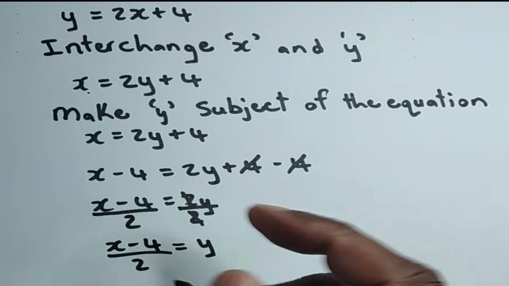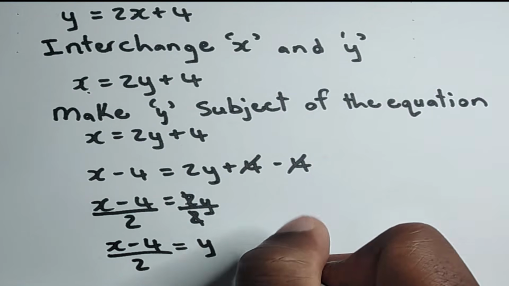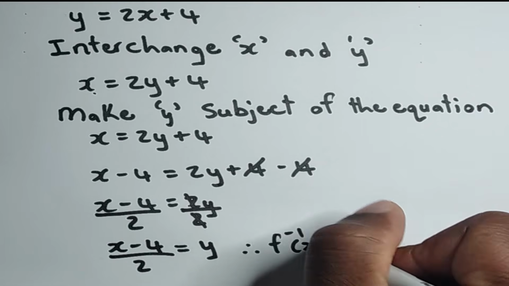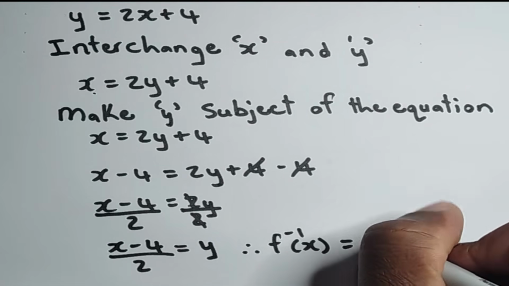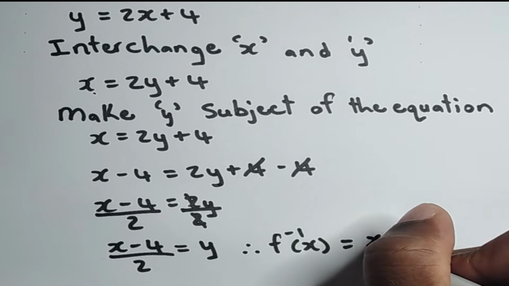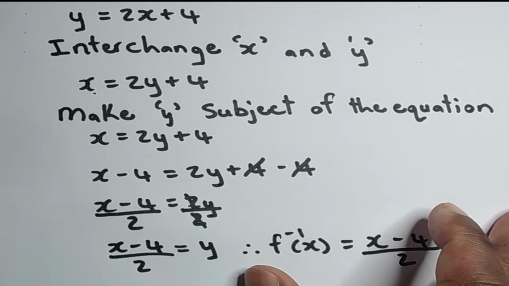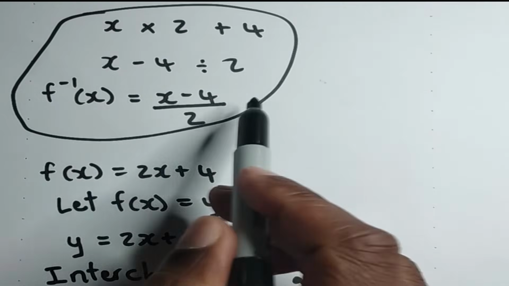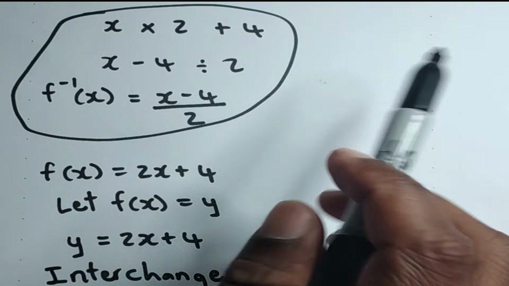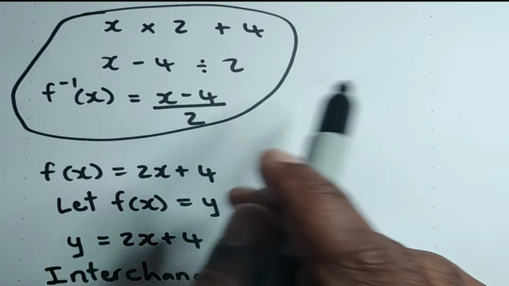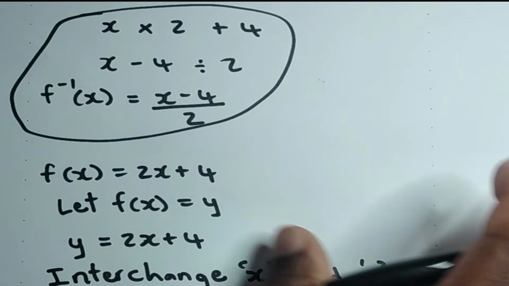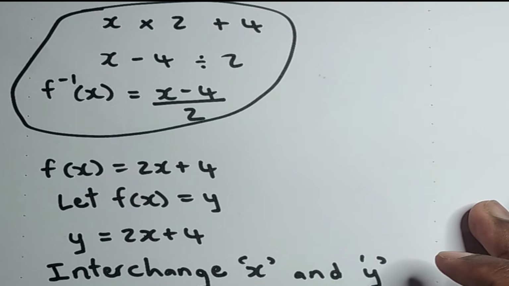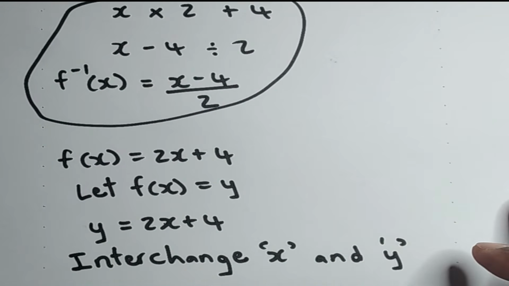All right. And what we got for y, that's the inverse. So therefore, f inverse of x would have been equal to x minus 4 over 2. All right. As I demonstrated before, so that's what we got right here. So the inverse of a function does the opposite of the original function. All right. So that's how you go about finding the inverse of a function. That's what it's all about.